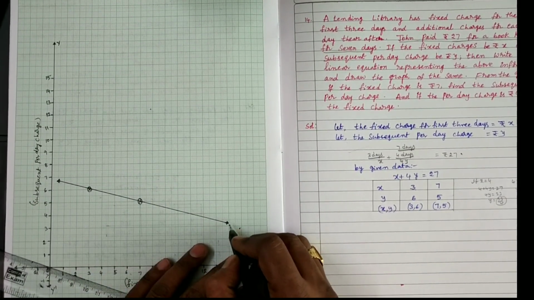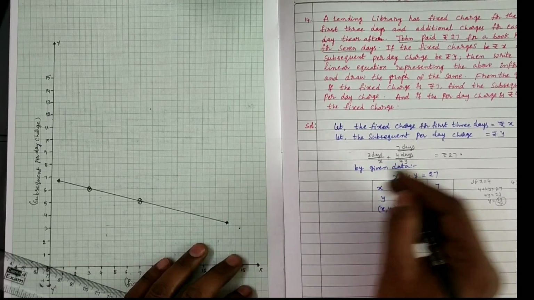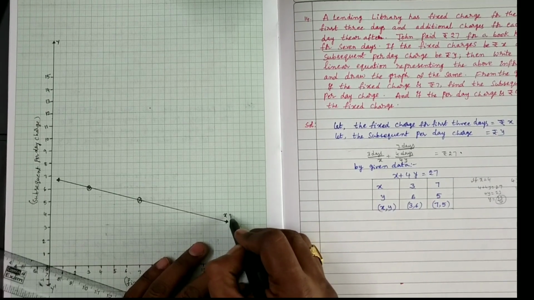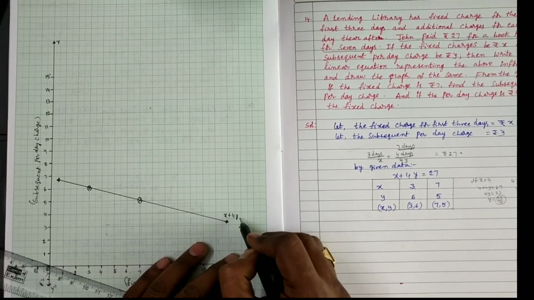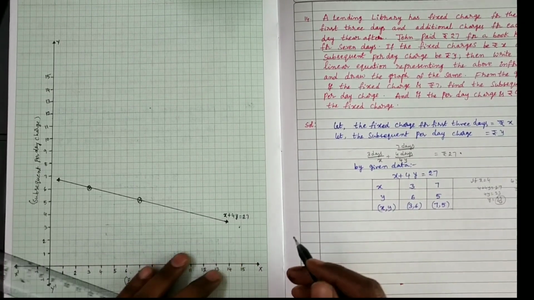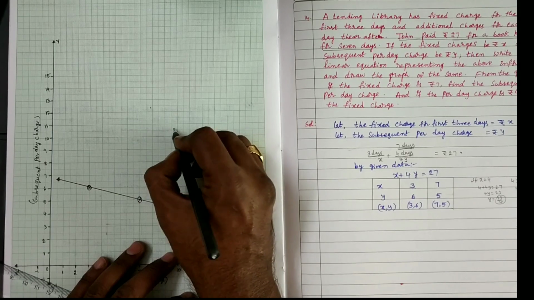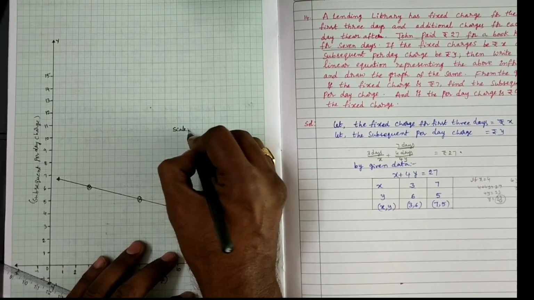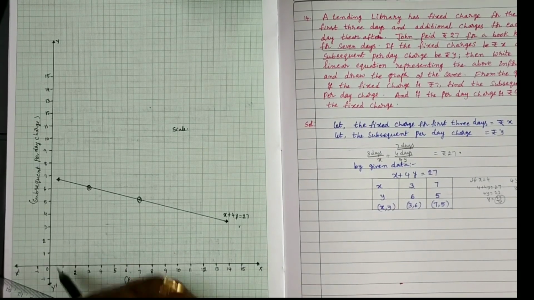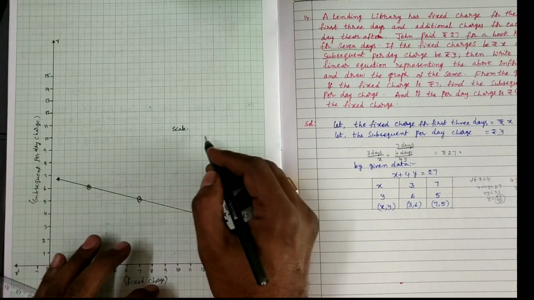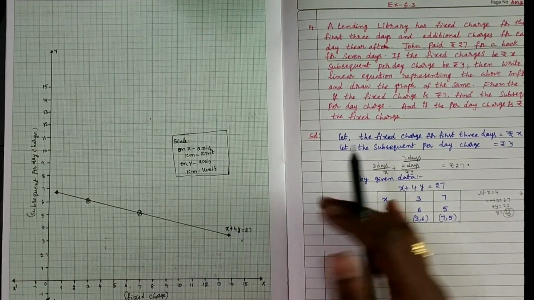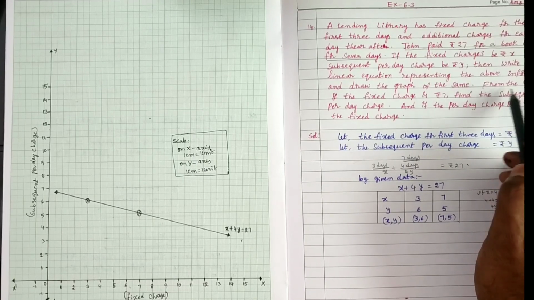So this line is x plus 4y is equal to 27. Take the scale on the x-axis 1 centimeter as 1 unit, on the y-axis 1 centimeter as 1 unit. And the problem is not completed. Some questions are asked here.